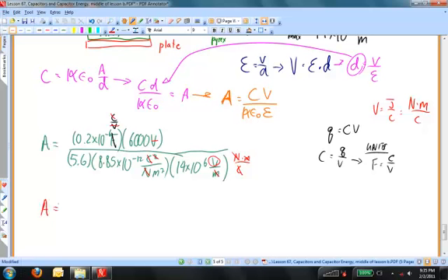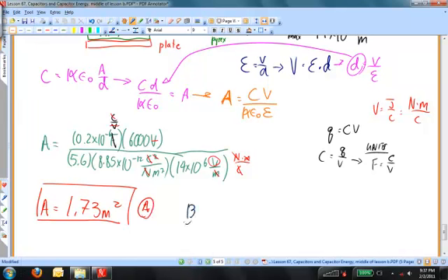I get that the area, the minimum area, is going to be 1.73 square meters. That's a huge area, but that's the number that we get. What that means is that it may not be realistic for me to be able to make a 6,000 volt capacitor using Pyrex glass as a dielectric. That's the answer to part A.